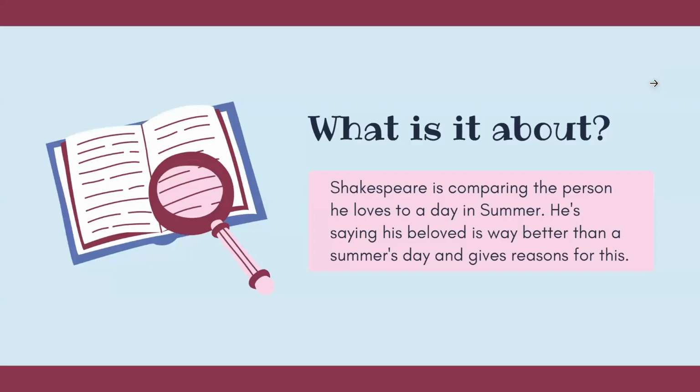Now, what is Sonnet 18 about? It is Shakespeare comparing the person he loves to a day in summer. It's quite a romantic poem. He is saying that his beloved is way better than a summer's day, and he gives reasons why she's better.